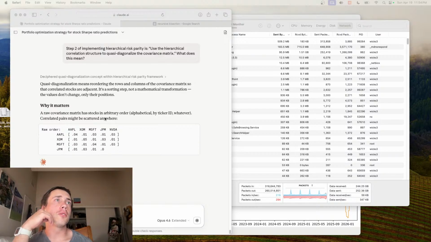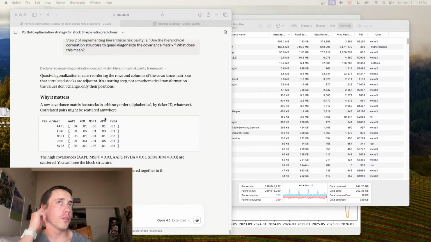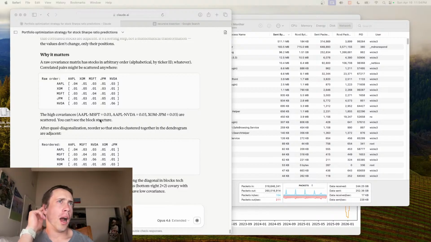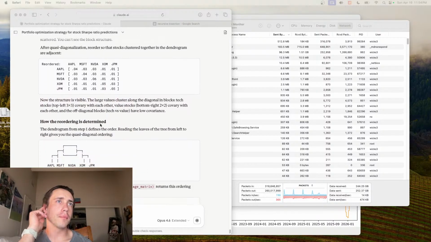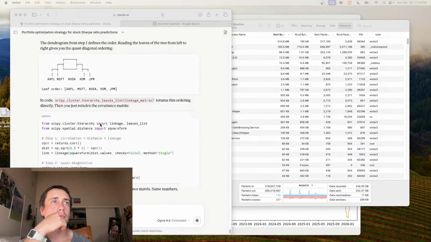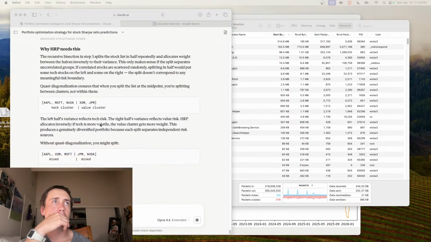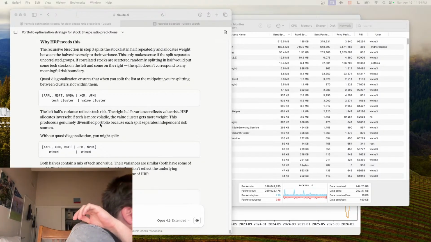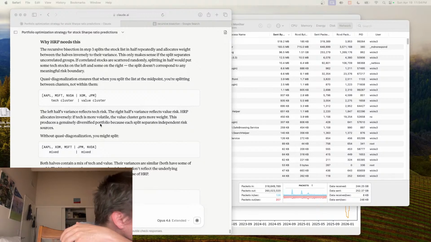Reordering the rows and columns so that correlated stocks are adjacent. It's a sorting step. The recursive bisection: apply top-down inverse variance weighting using a recursive bisectional search to treat clustered assets as complements rather than substitutes in portfolio construction and to reduce the number of degrees of freedom.